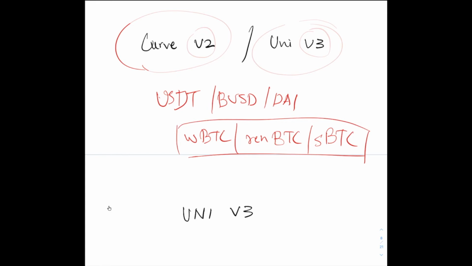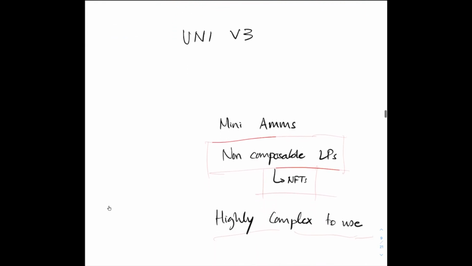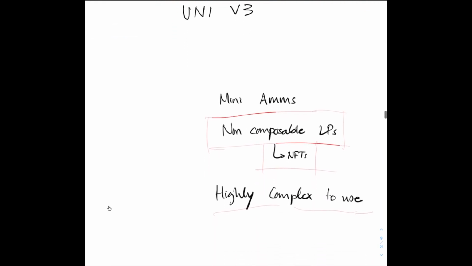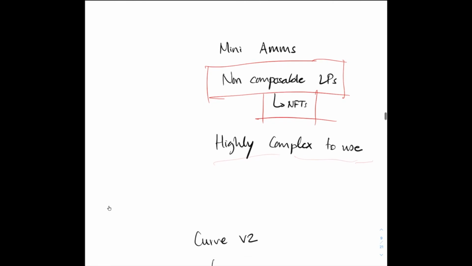Now, to be fair, they do have new implementations, which are Curve v2 and Uniswap v3, modified versions of their implementations which allow dissimilar assets. They also allow high capital efficiency and low slippage. But that is not the scope of this video, though we'll briefly touch upon them. In Uniswap v3, we have mini AMMs and their LPs are NFTs, and they require very active management on the part of the liquidity providers. It's quite complex, to be fair, and it requires a complete dedicated video by itself.